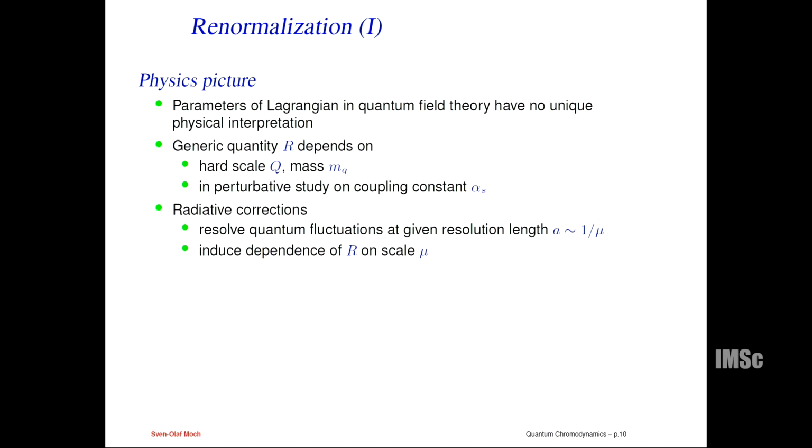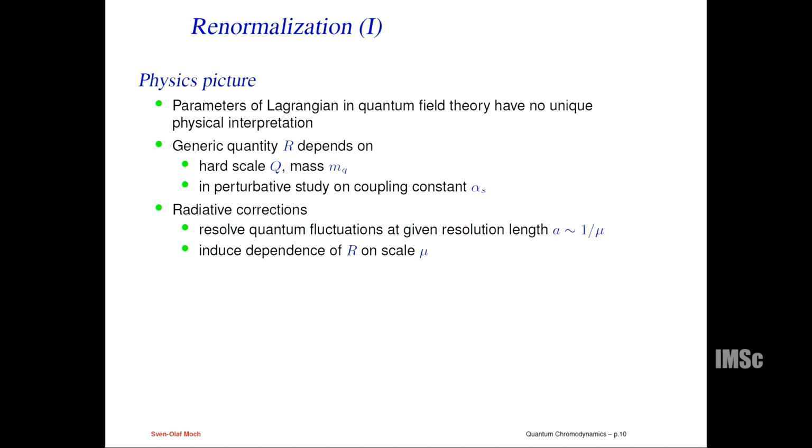meaning. So we can think of this as we're interested in a computation of a generic quantity R. It can be a scattering cross-section or something like that, and it depends on a hard scale. A hard scale I denote by Q, it can also depend on masses, and a hard scale is maybe set by whatever the hard interaction, transverse momentum exchange between two incoming particles or something like that. And we want to do a perturbative study in the strong coupling alpha S, and we want to also look at radiative corrections. And basically that means we are resolving quantum fluctuations, small quantum fluctuations at a given resolution scale. And the length scale that we can resolve is inversely proportional to some scale at which we can probe the system, so 1 over mu. Yeah?